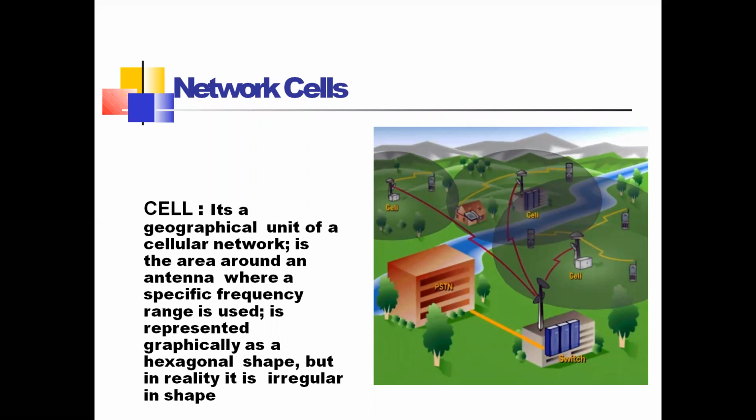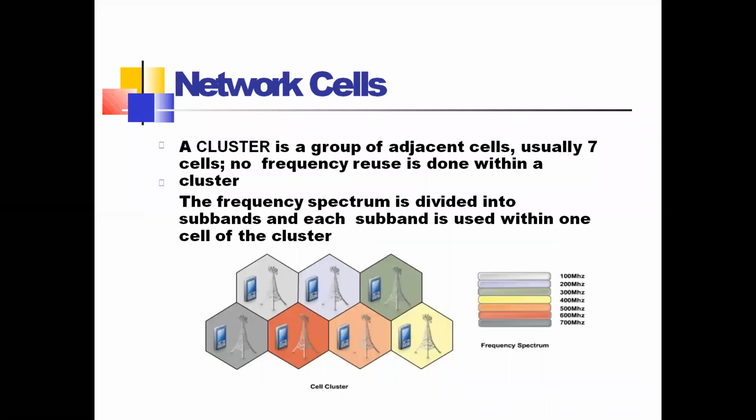And this cell is represented in a hexagonal shape, but in reality it is of irregular shape. It has no regular shape. This is the basic component of a cellular network.